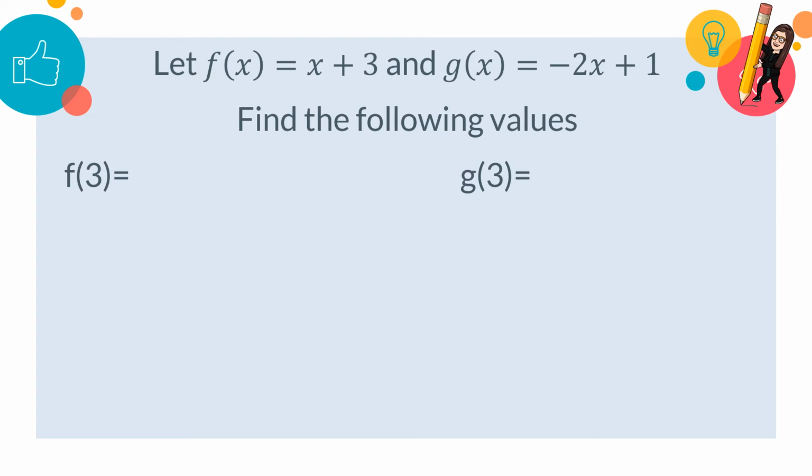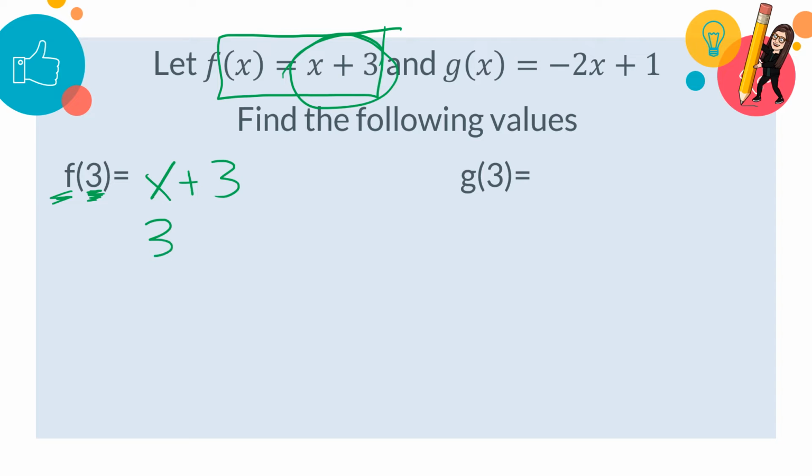Now we don't need to draw a little machine every time, so I think we're comfortable enough that we know what we're being told to plug in. It's saying f of 3. So I look at the f function, and instead of x in the rule, look at the rule only, I'm going to replace x with a 3. See how I substituted that in? That means f of 3 equals 6.